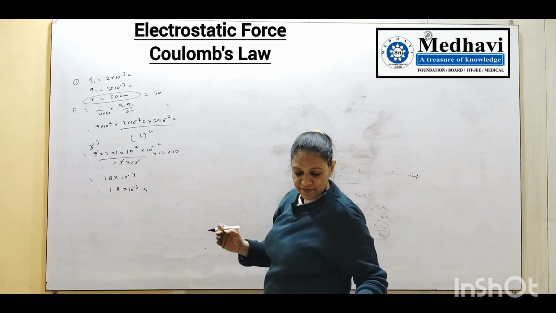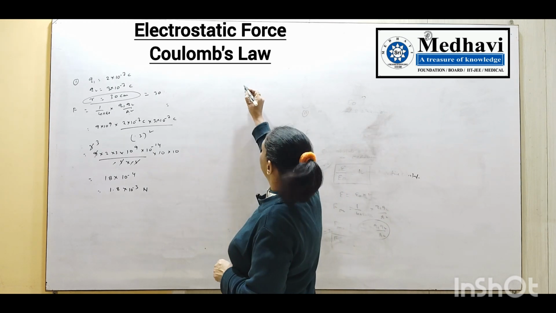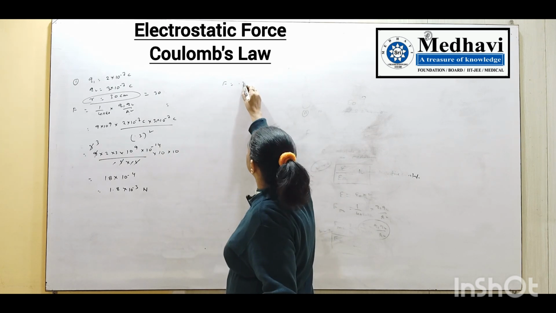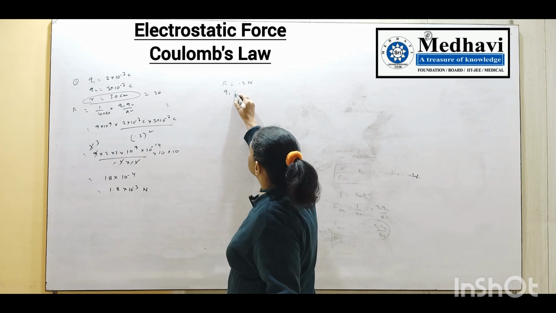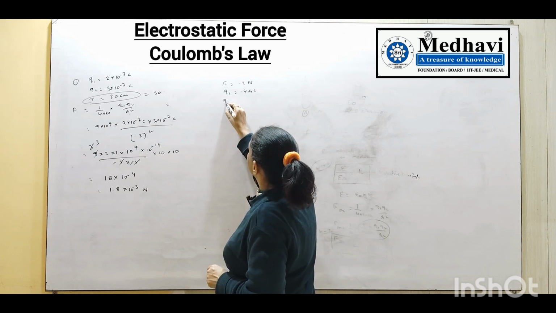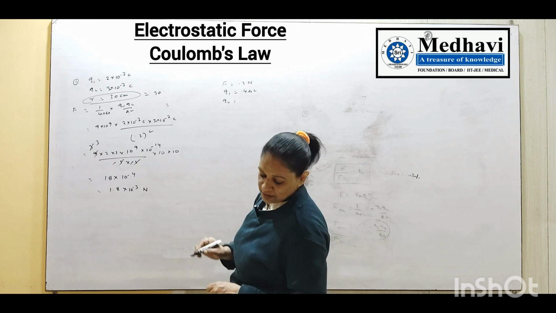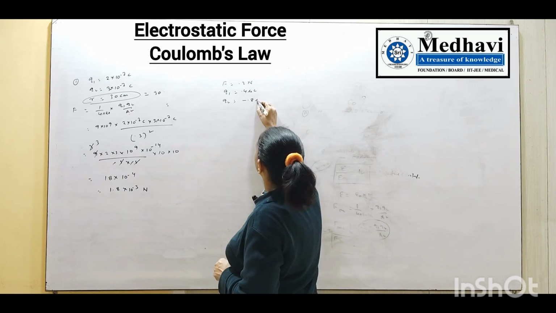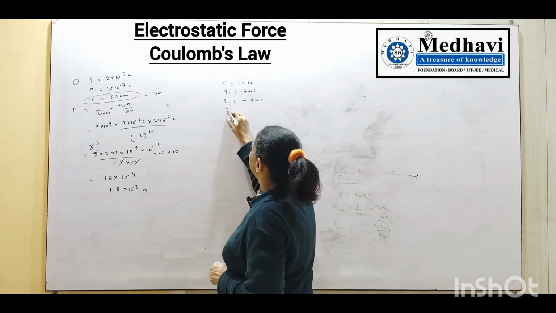So in the second question, suppose force is given 0.2 Newton, Q1 is given 0.4 microcoulomb, Q2 is given negative 0.8 microcoulomb. We have to find the distance.